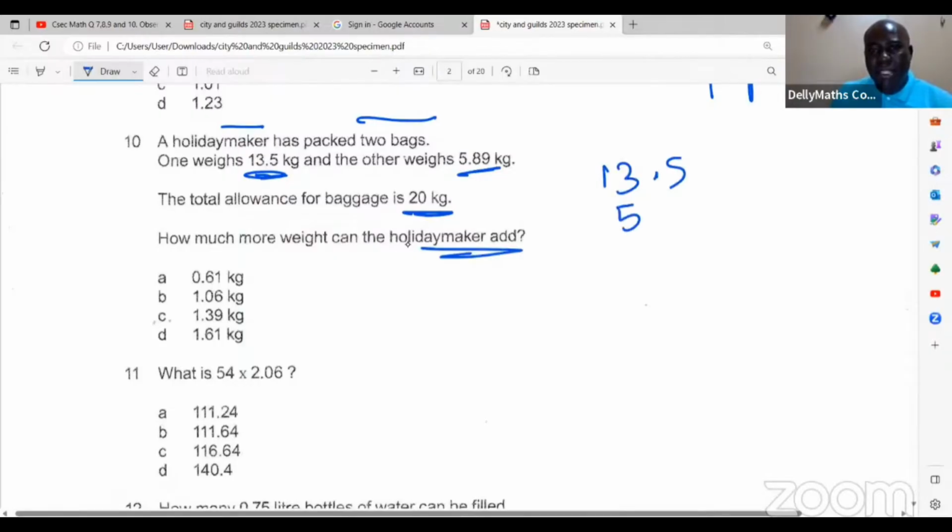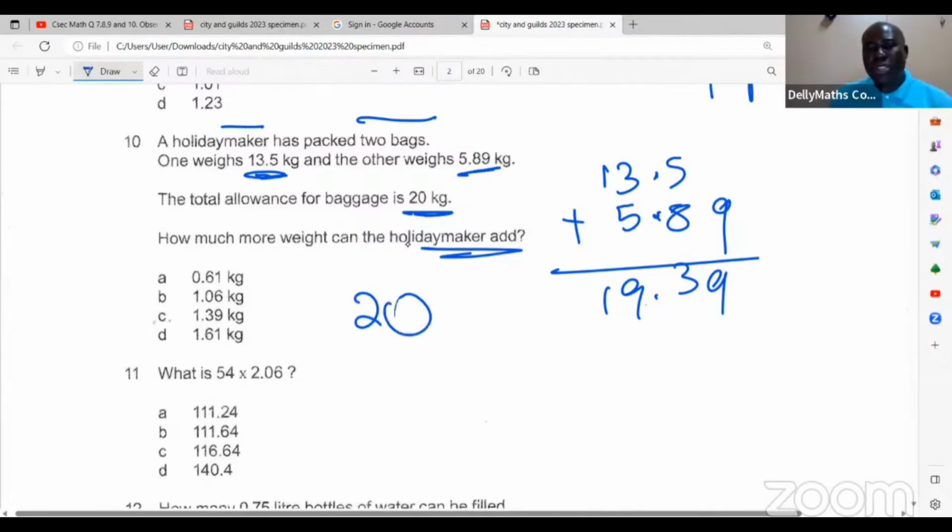So you want to add decimals basically, right? You're adding your decimals. So 13.5 plus 5.89, and we are getting something like 19.39. But the thing is, we can go up to 20. So you want to take 20 from that, and we're talking about we could add another 0.61.